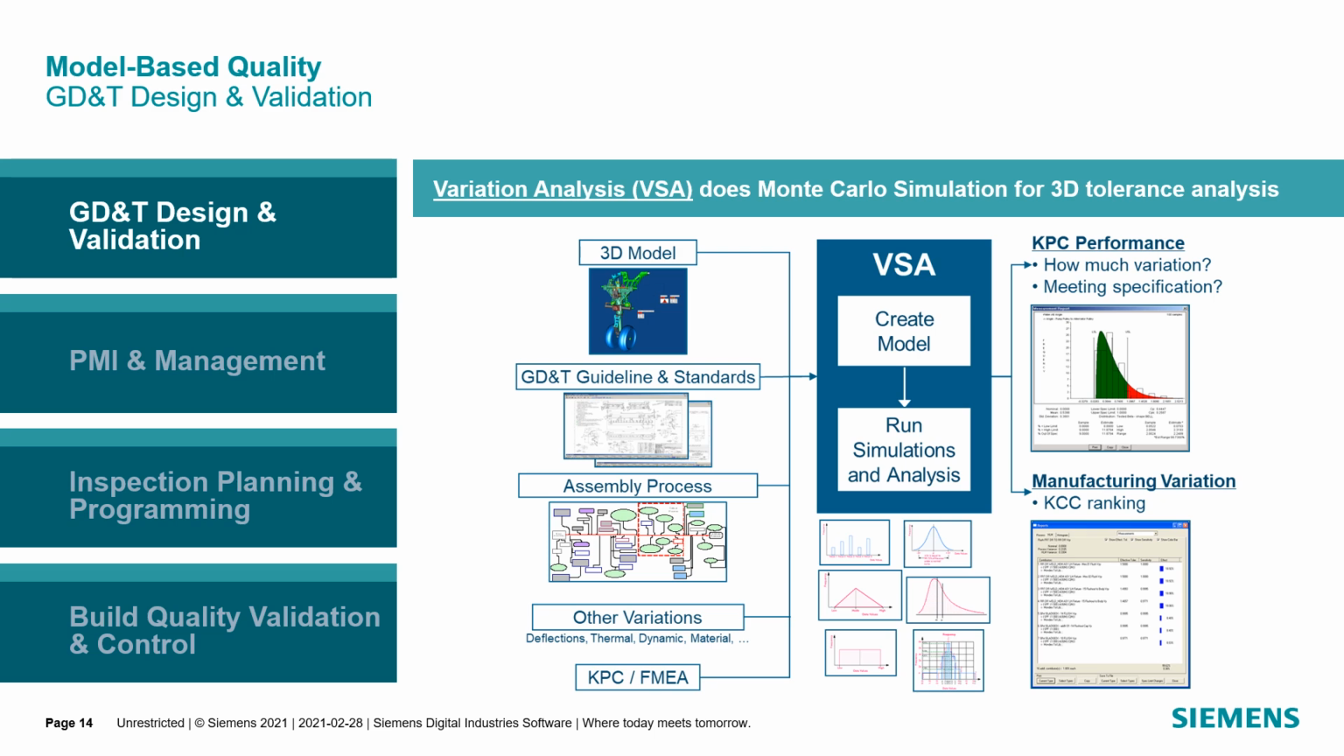VSA output includes KPC performance and KCC contributor report. The KPC simulation results can predict KPC variation and quality percentage rate from product design and assembly process planning, and the KCC contributor reports can list and rank all contributing tolerances or manufacturing variations, and identify top contributors for design improvement and manufacturing focus. GD&T design using VSA is a highly iterative process between design specification and engineering verification, until the product design including geometries and PMIs are ready for release.